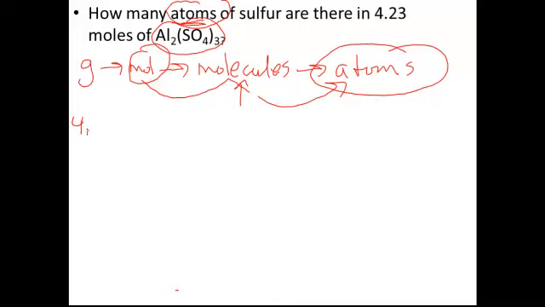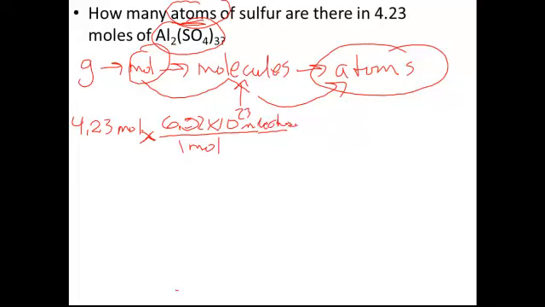So if we've got our 4.23 moles, again, notice that MOL, sometimes it's written that way. We want those moles to cancel, so we know that 1 mole of Al2(SO4)3 contains 6.02 times 10 to the 23rd molecules. That says molecules, I promise. And then we go to our molecule. So now in Al2(SO4)3, remember to go from molecules to atoms, we use the chemical formula.